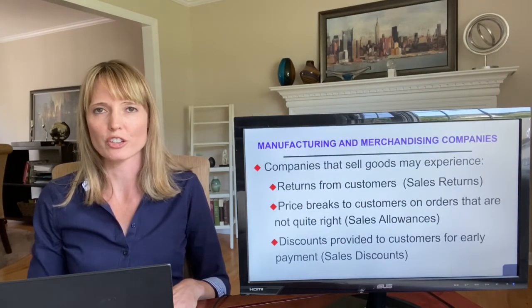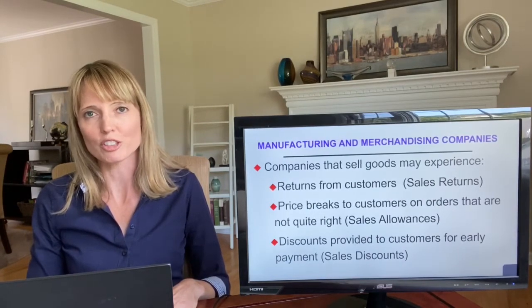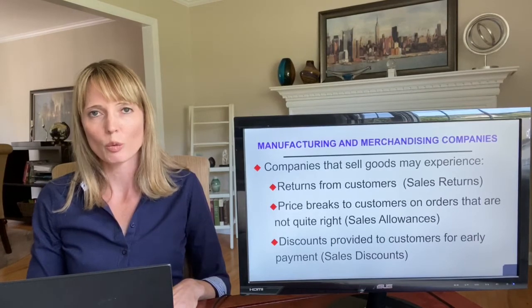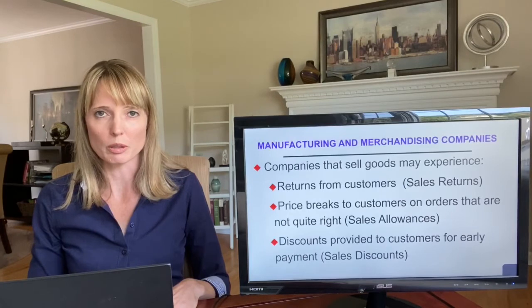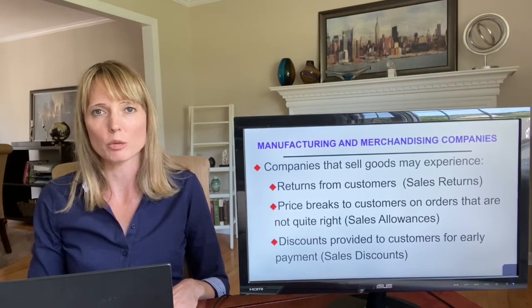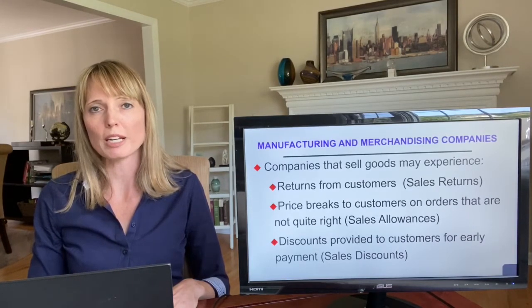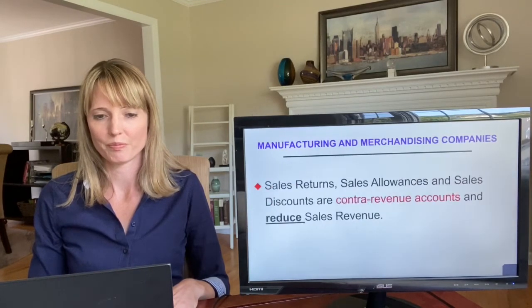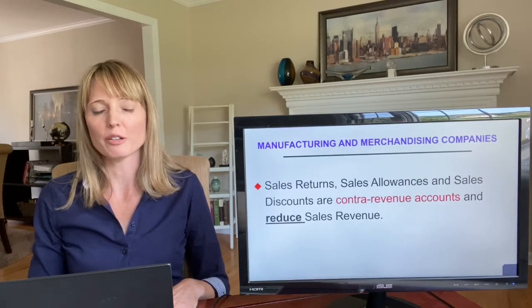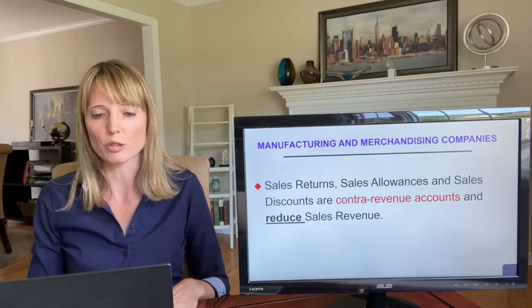Net sales refers to the company's sales after we account for those other things that might reduce sales revenue. What would reduce sales revenue? Well, sales returns, sales allowances when the company provides a price break to its customers, and sales discounts that are given as incentives to credit customers to make payment to the company earlier than they might otherwise. Sales returns, sales allowances, and sales discounts are contra revenue accounts, and they all reduce sales revenue.